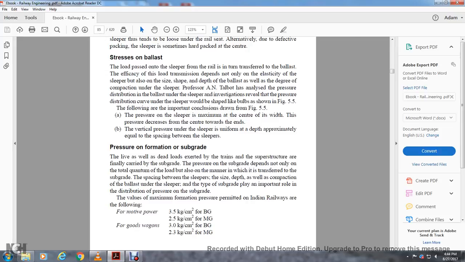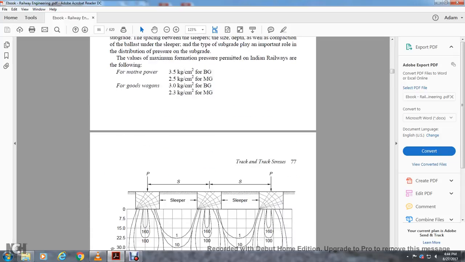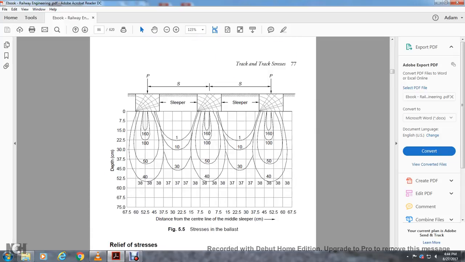For motive power, 3.5 kilograms per centimeter squared for broad gauge and 2.5 kilograms per centimeter squared for meter gauge. For goods wagons, 3.0 kilograms per centimeter squared for broad gauge and 2.3 kilograms per centimeter squared for meter gauge. Figure 5 shows the stress in the middle with the depth in centimeters and the distance from the center line of the middle of the sleepers. You have the middle of the sleepers and your sleepers, your ties.